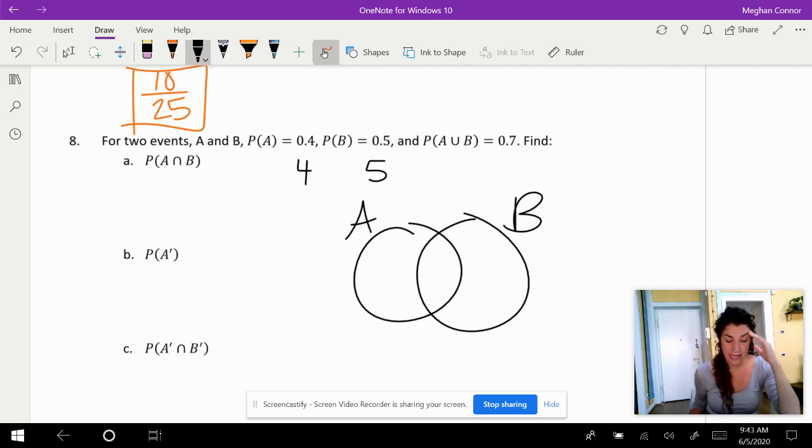So then that means that in just the A bubble, there is 4. And in just the B bubble, there is 5. The whole B bubble is 5. Whole A bubble is 4. If there's a total of 10, that means that we're missing 1. So that right there tells me that there's one person or one thing that's happening outside of this event.